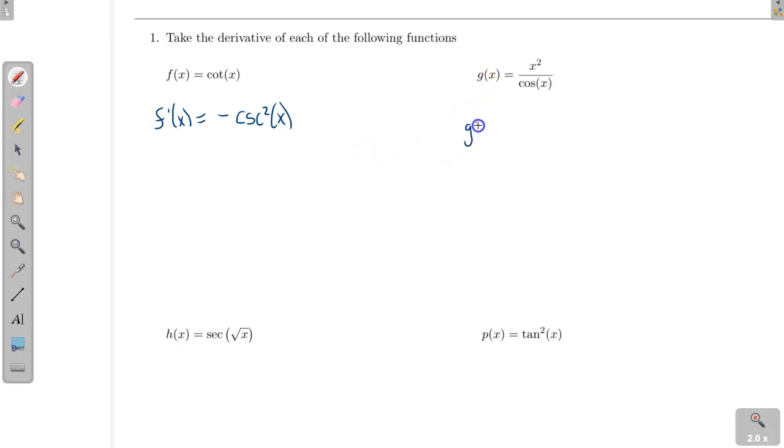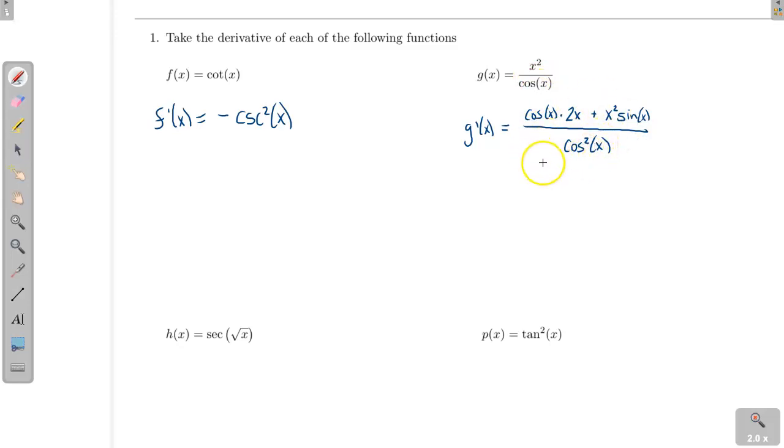All right, for g prime of x, I'm looking at this thing that is a fraction, so I have to do the quotient rule. So quotient rule is low times d high, so the derivative of x squared is 2x, minus high x squared, d low, the derivative of cosine is negative sine, so I'm going to put the sine, and the negative sign is going to turn that to a positive, and that's all over low, which is the original bottom squared.